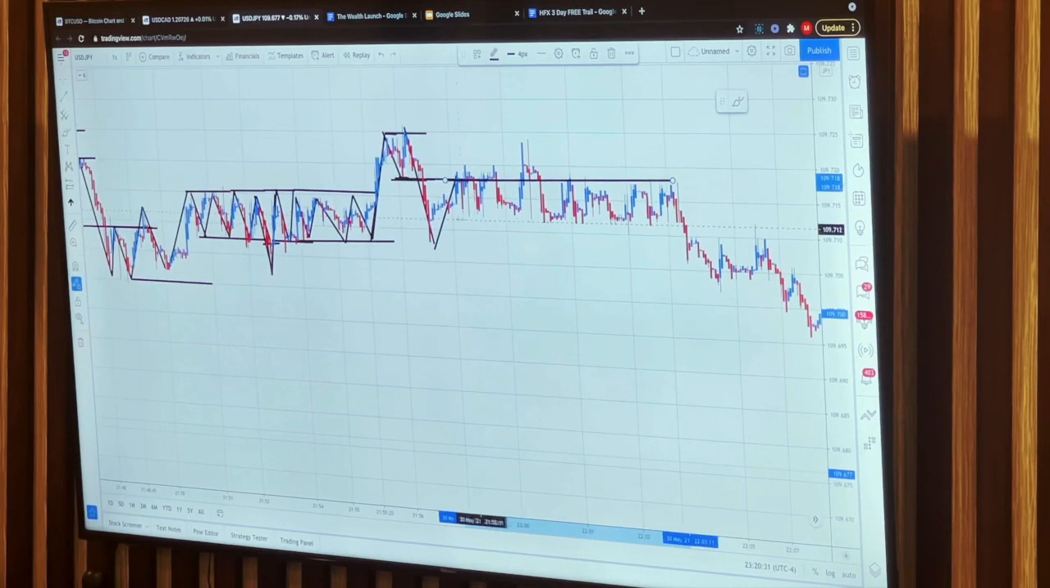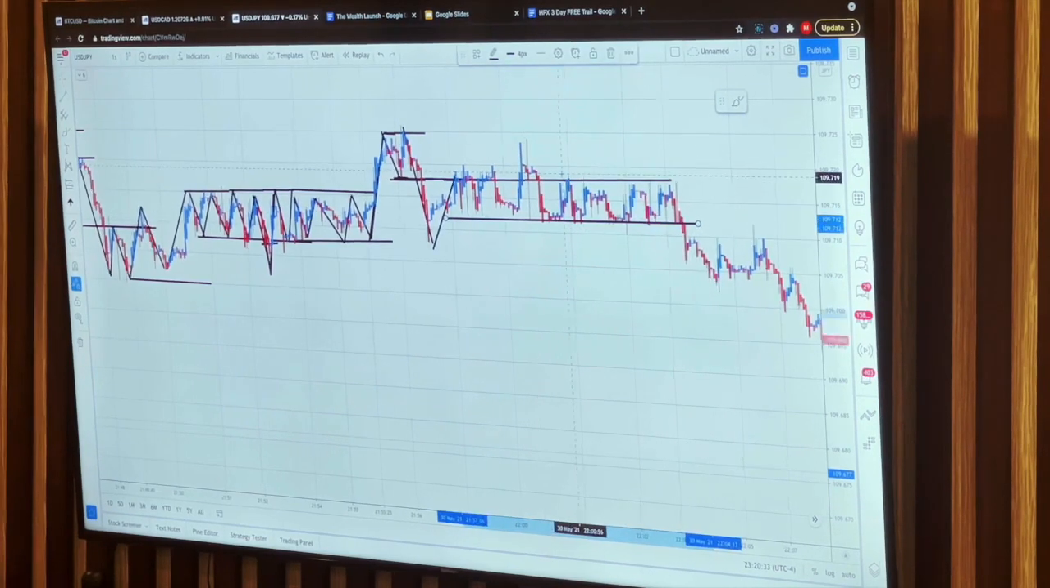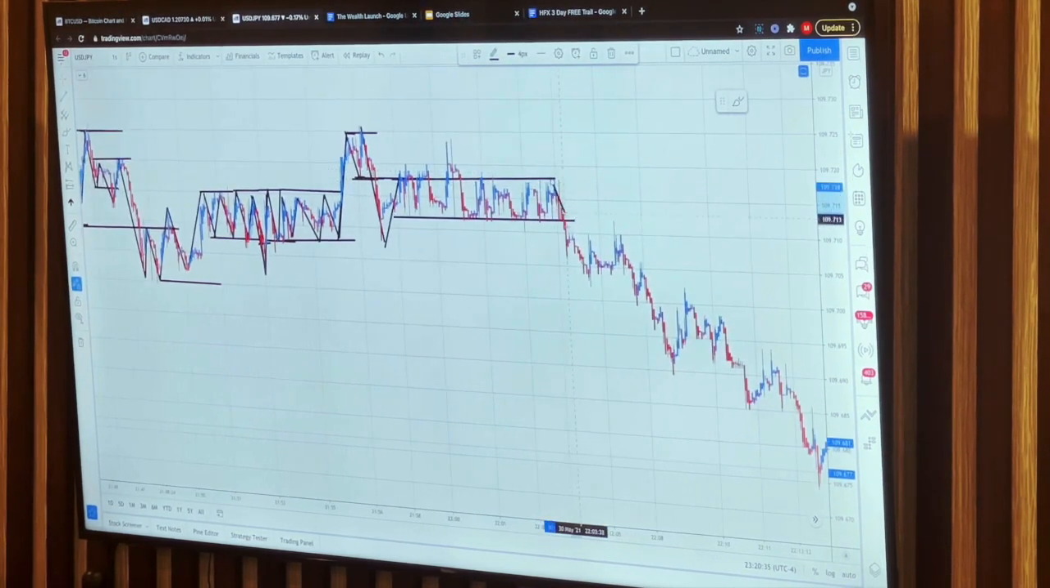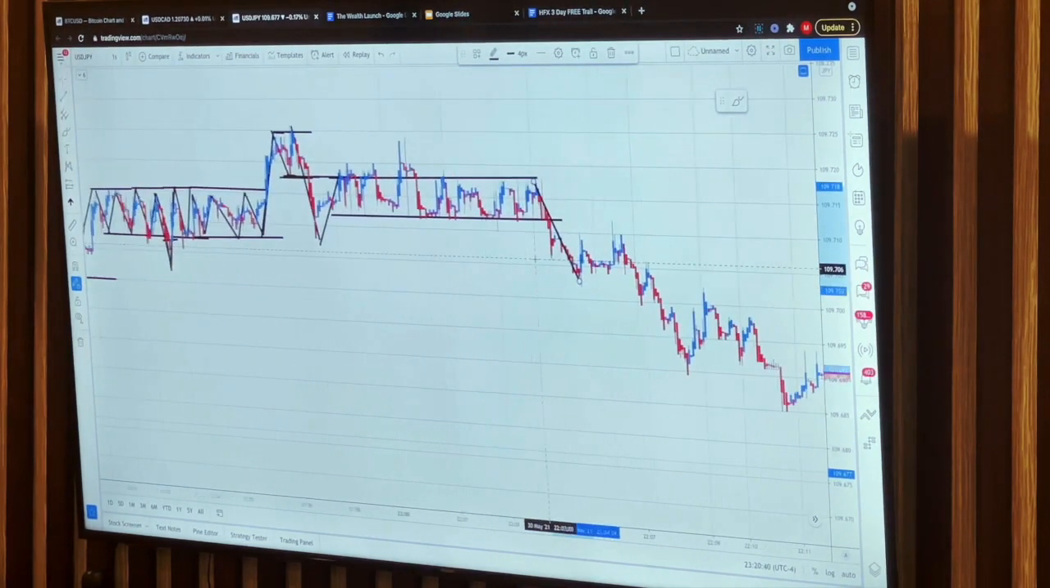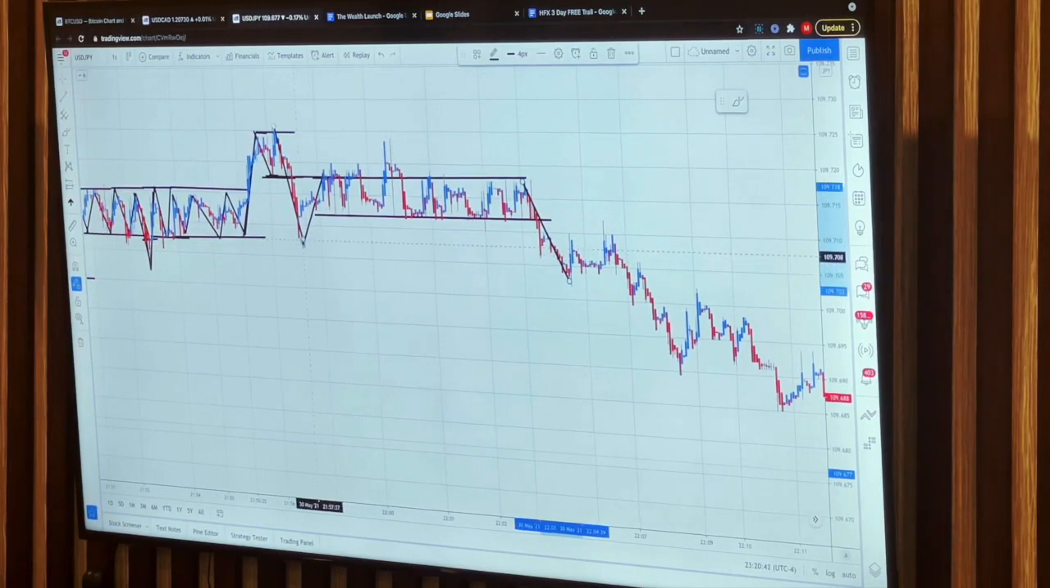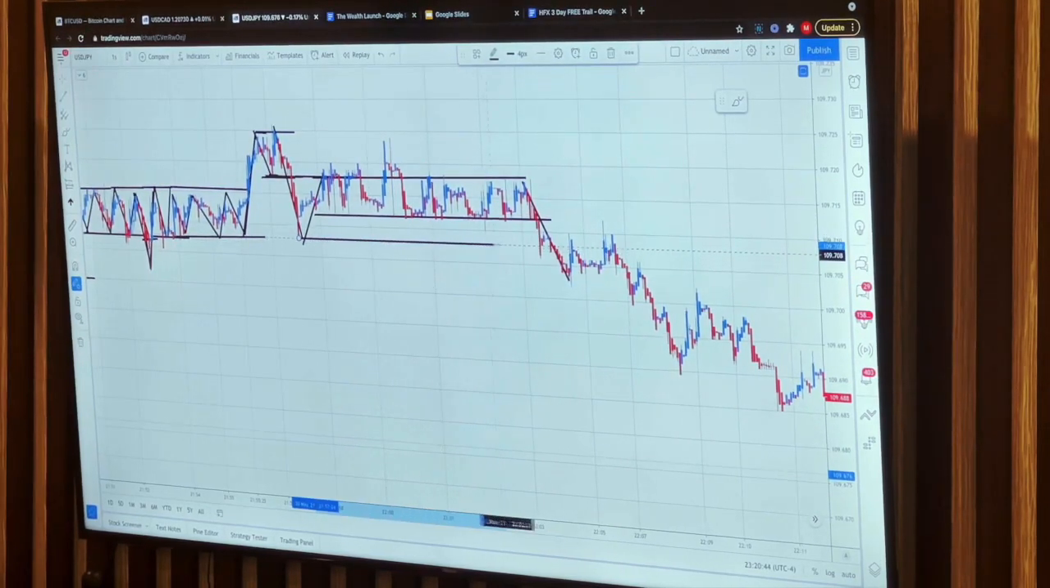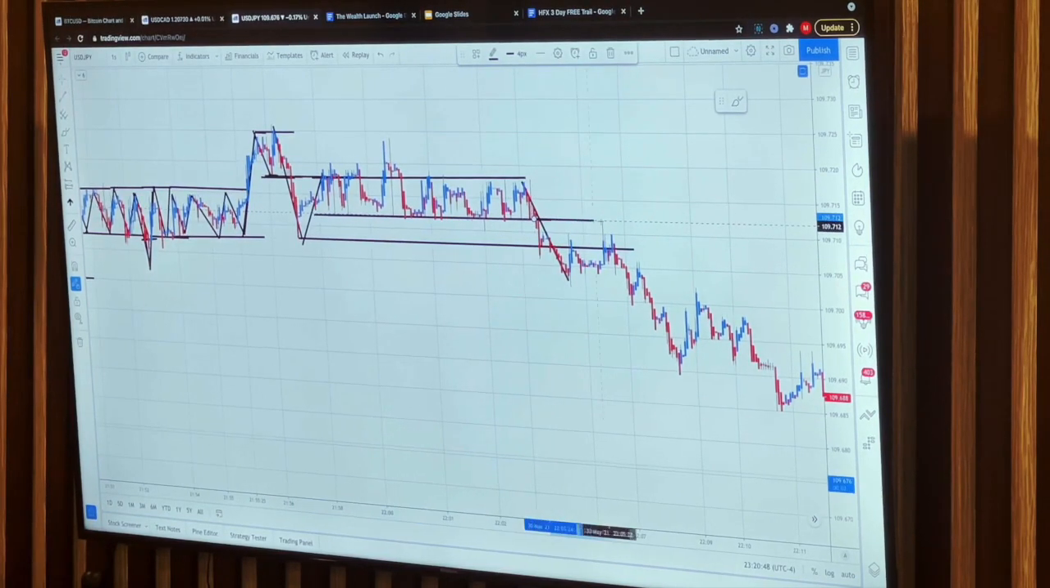And I don't want to go through this whole entire thing all over again, but after it gets back into this range, where did the market start going? Boom, the market starts going low. Now look, let's check this out over here. Now you have two lows. You have this low, and you have this low.